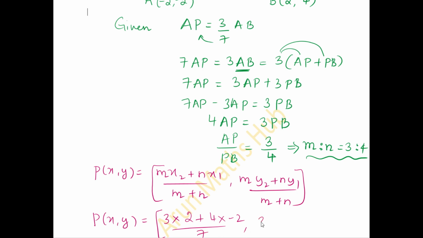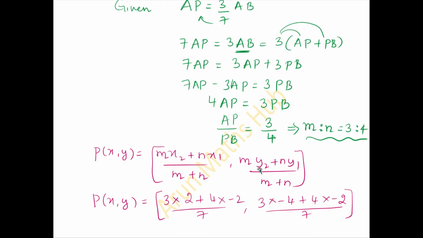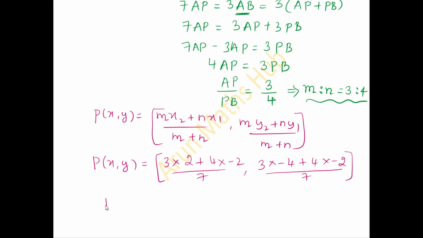Now what is m? M is 3, y2 is -4, plus n is 4 into y1 which is 2, whole divided by m plus n, that is 3 plus 4 is 7. P of x, y equals 3 2s are 6, 4 2s are 8, plus into minus, minus, divided by 7; 3 4s are 12, plus into minus, minus, 4 2s are 8, divided by 7.